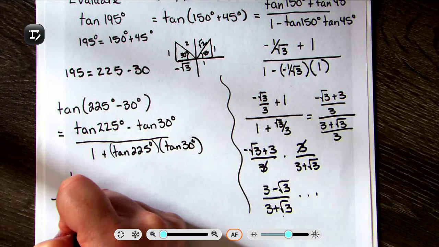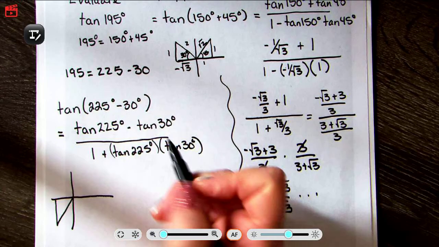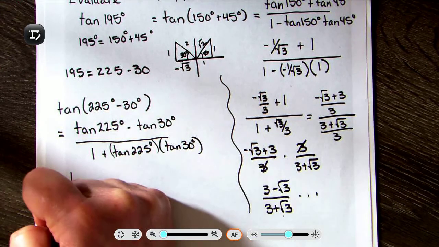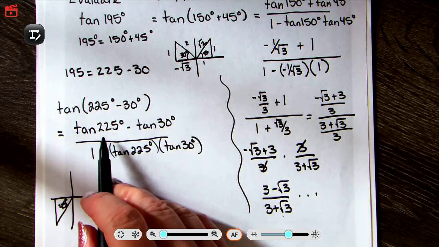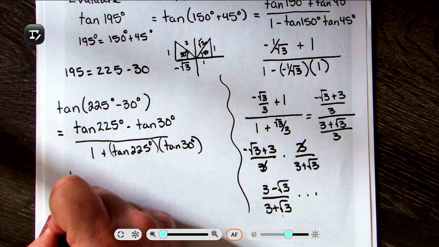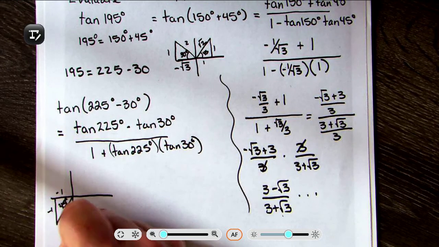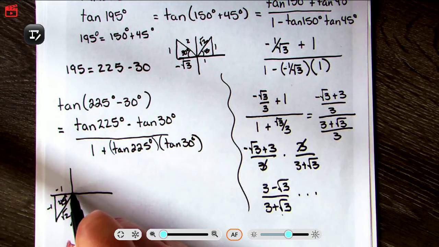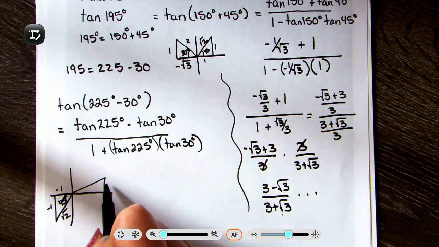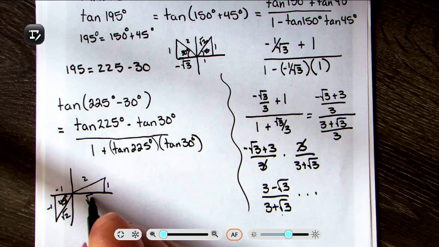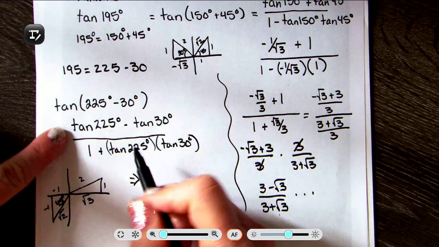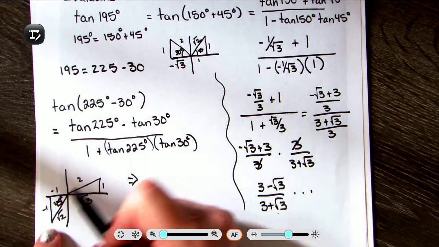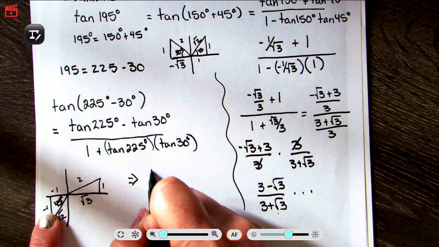225 is in the third quadrant with a reference triangle of 45 degrees, which is a 1, 1, square root of 2, but those are both negative. 30 degrees is in the first quadrant, and that's a 1, 2, square root of 3. And now I can pull in my numbers. Tangent of 225 is a negative 1 over negative 1, or 1.